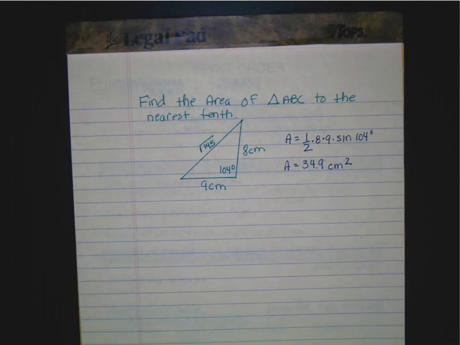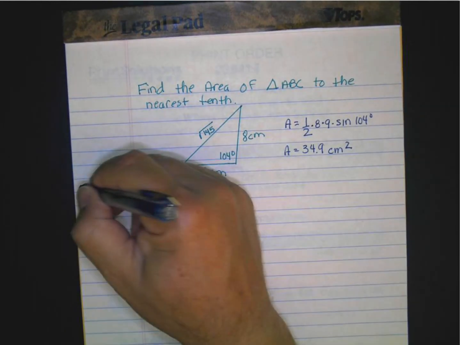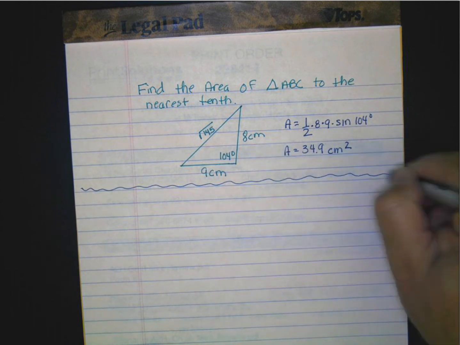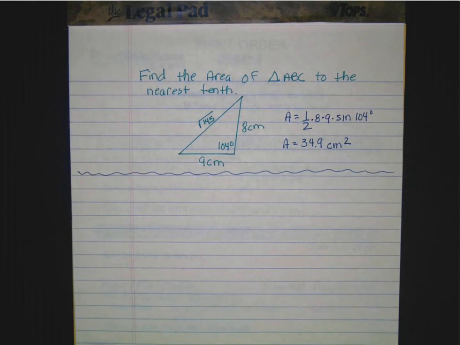Okay? So that's how you do it. Any 2 sides and the included angle, finding the area. Makes life way easier to find an area of a triangle. All right. So now the law of sines. That's kind of what this whole section's about.